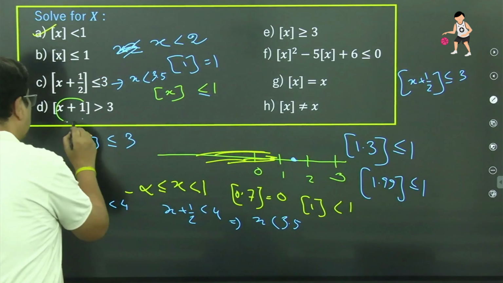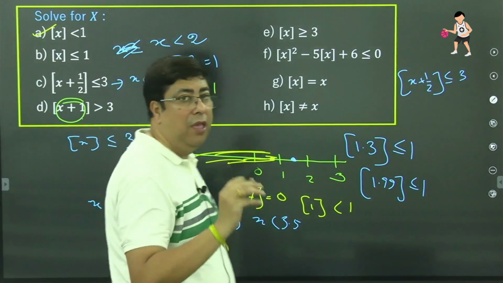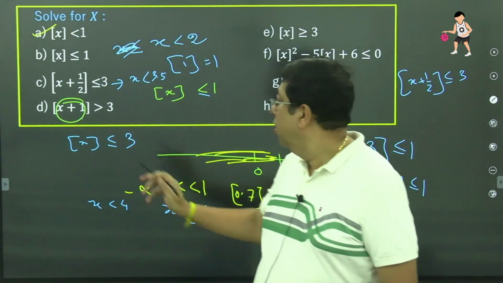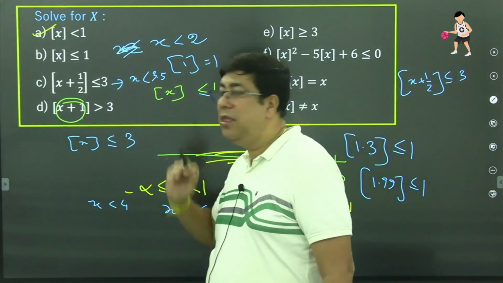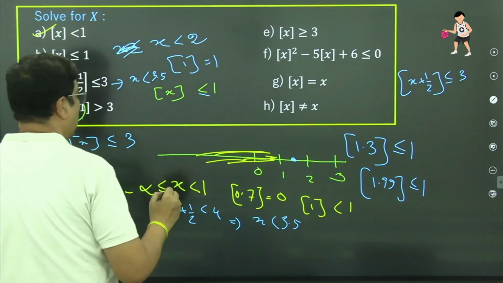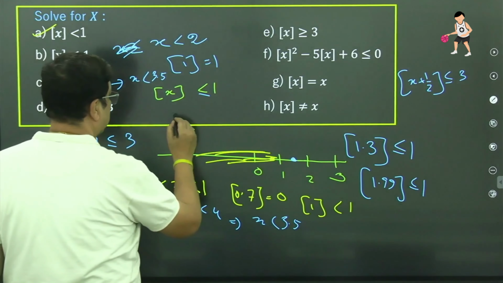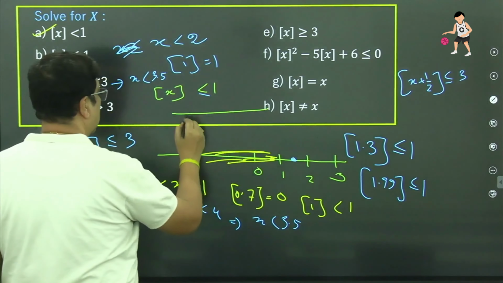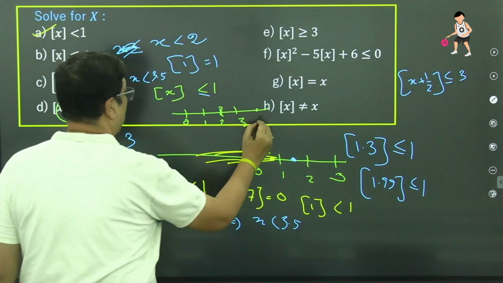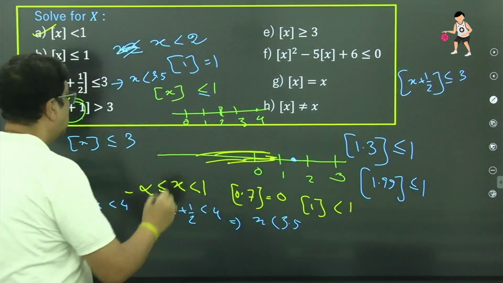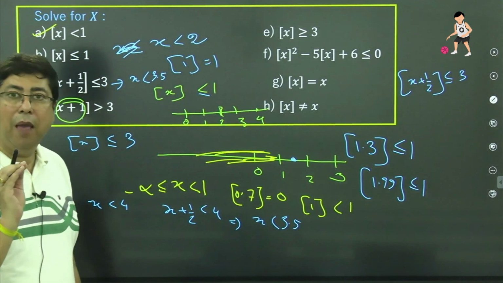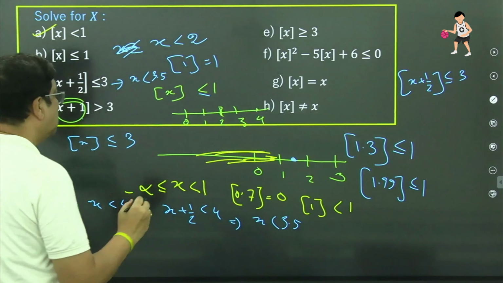Suppose, and one more time, instead of x plus 1 you just think it to be x. So floor of x greater than 3. Okay? Floor of x greater than 3. So let's apply here. Write the number line 0, 1, 2, 3, 4. Floor of x. Suppose instead of x I am writing, for our understanding purpose, I am writing x. So floor of x greater than 3.